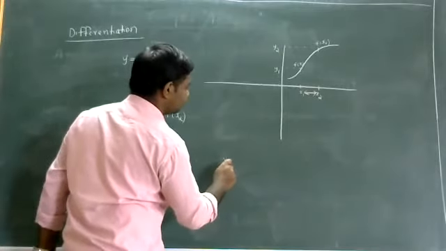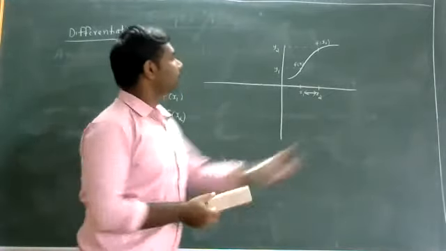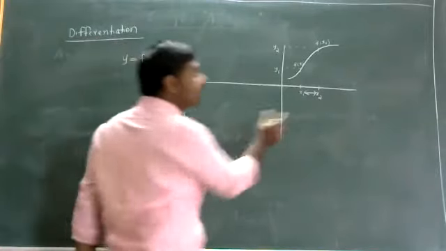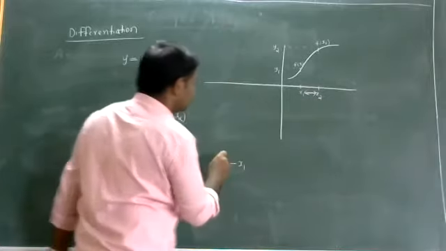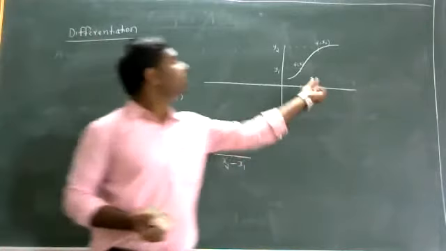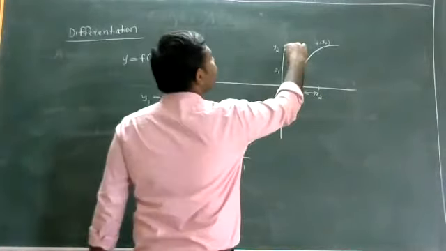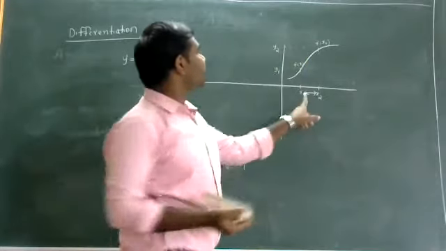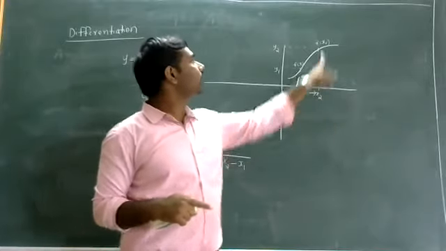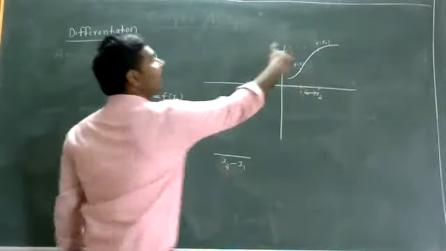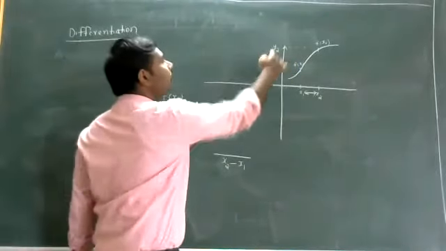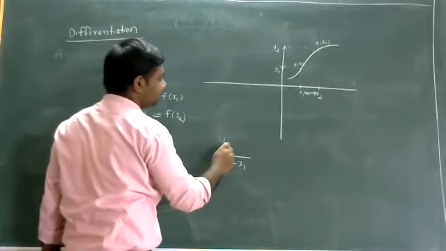So x2 minus x1, where x2 is the larger value, will give you the difference between these two domain points. Corresponding to this change in domain value, what is the change in the function value? At x1, the function value is f of x1. At x2, the function value is f of x2. So the change is this one, that is y2 minus y1.